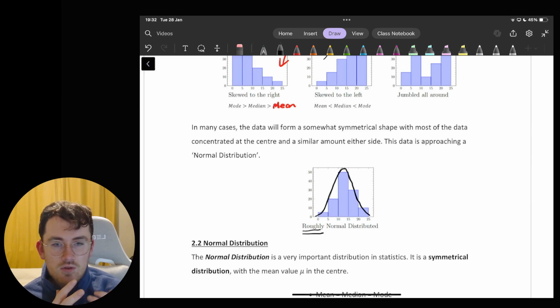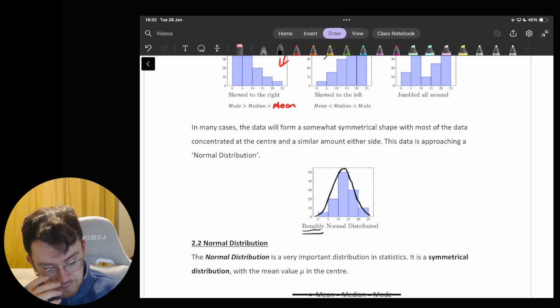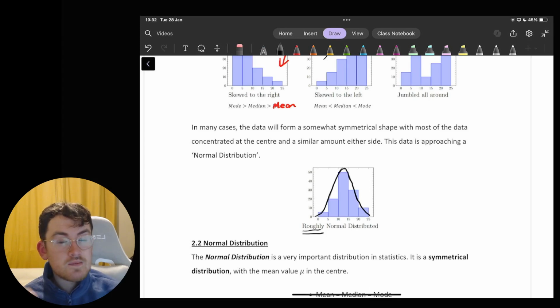This normal distribution is one of the key distributions that we use in statistics, and it's one of the biggest ones that you're going to be looking at across your study of statistics as part of Leaving Cert. So that's the one that we're going to spend the most time on.